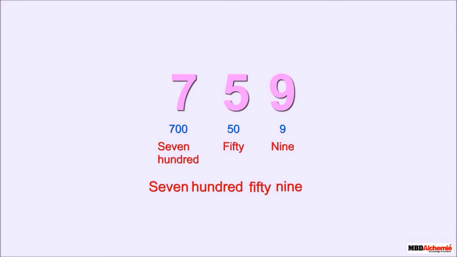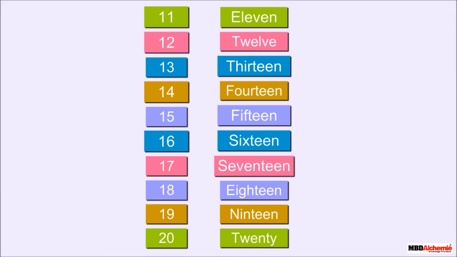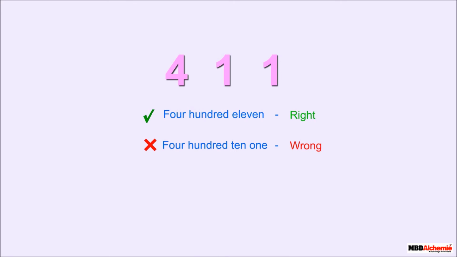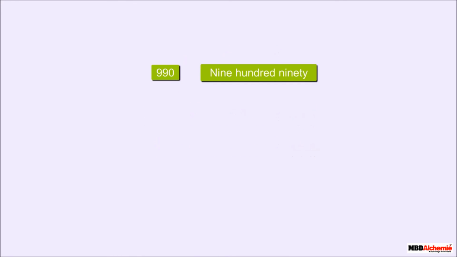place together, as we did in counting from 11 to 20. For example, this will be read as 411 and not as 410-1. Similarly, these will be read as 990, 615.